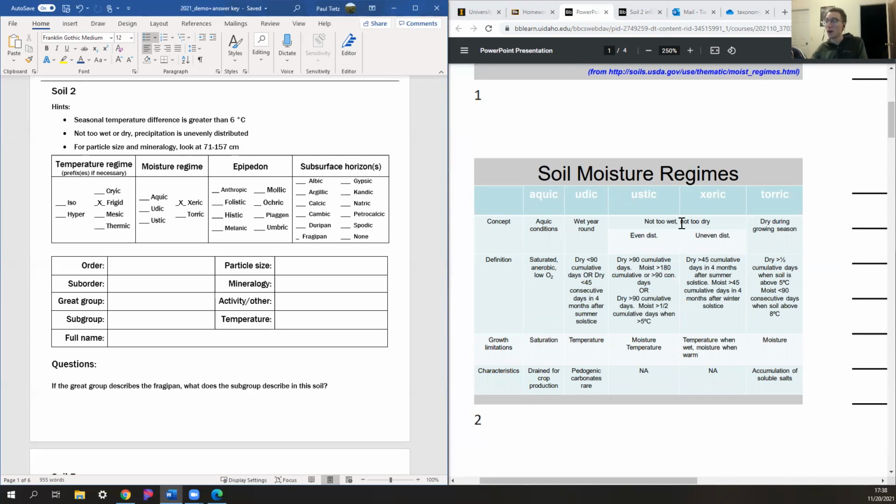If it's not so unevenly distributed, it's an ustic moisture regime where it's not too wet, not too dry, but precipitation falls evenly across the year, or you have more in the summer. Xeric environments will have more in the winter and less in the summer. Okay, frigid and xeric off to a good start. Now let's take a look at the epipedon.